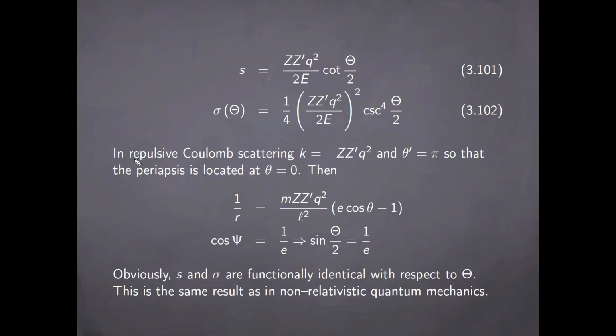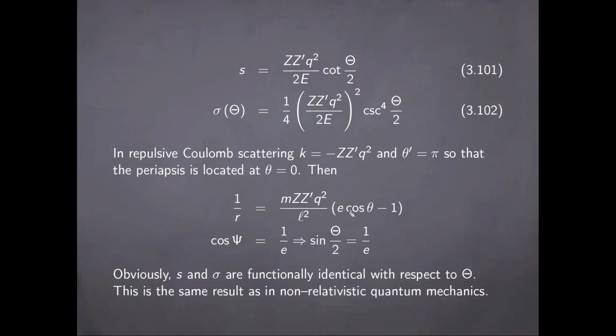Now, realistically, we deal in most situations with repulsive Coulomb scattering. So the first constant is given by the negative quantity here, and then we need to choose the integration constant for the polar variable as being equal with pi in order for the periapsis to be located at theta equals 0. Then the new orbit equation is given by the result here.